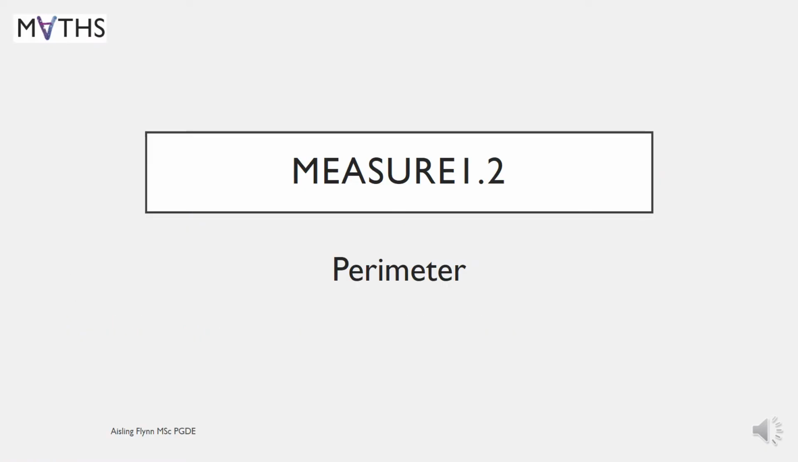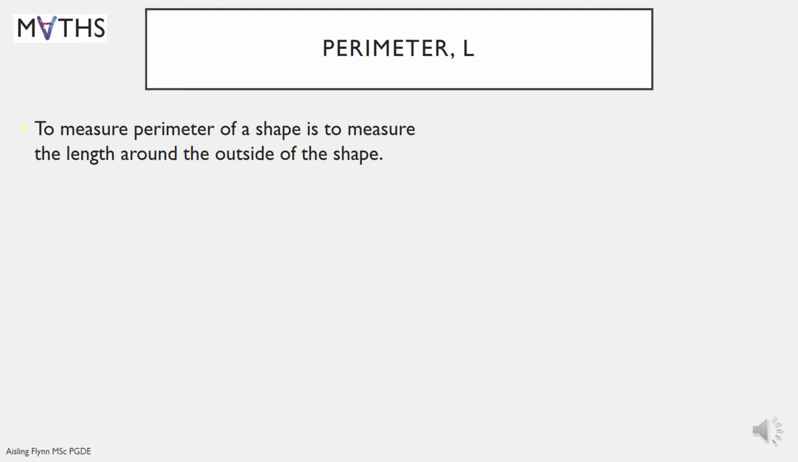This is measure 1.2 perimeter. Perimeter is given the letter L. To measure the perimeter of a shape is to measure the length around the outside of the shape. It is one-dimensional or 1D, and it is measured in meters, centimeters, millimeters, etc.